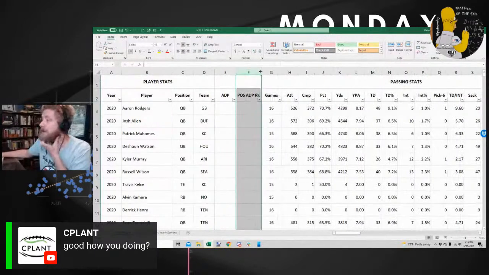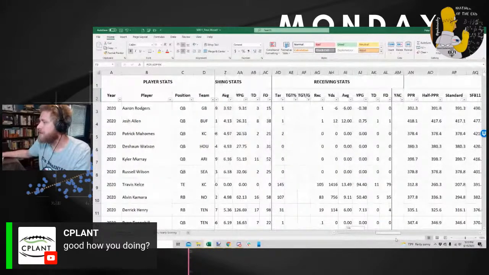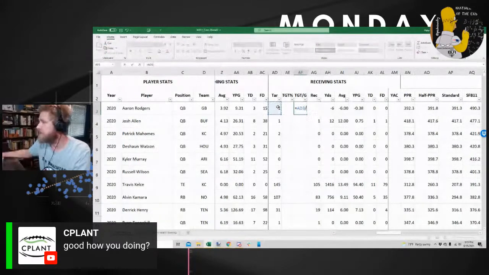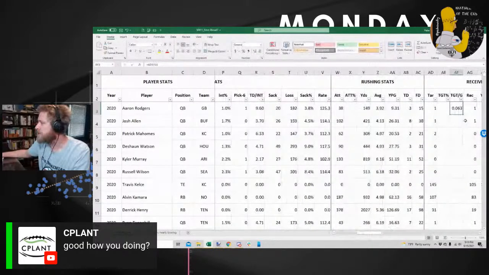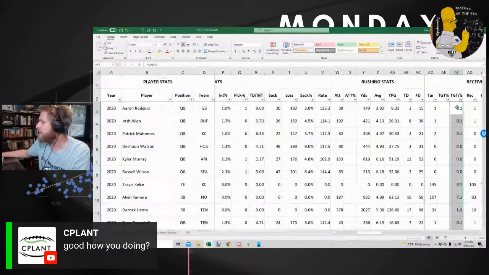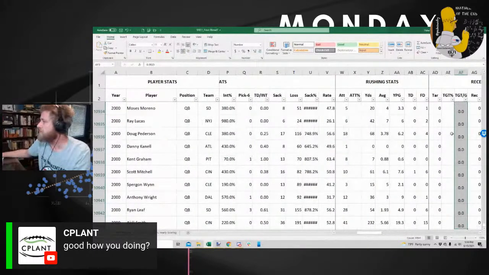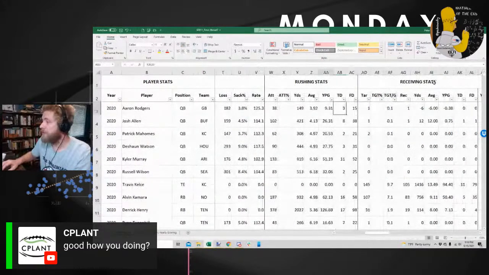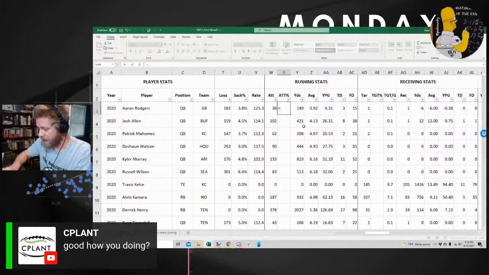So I have to import ADP positional rank. I have to find ADP. Targets per game is pretty simple to calculate. We can just do that right now. That's games played. Okay. Calculate target share and attempt share, okay. Presumably we can do that internally.